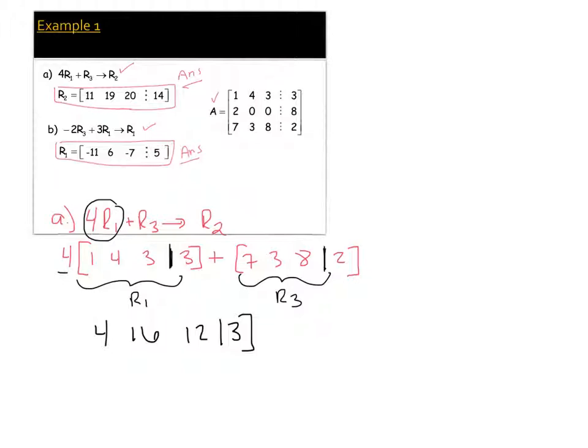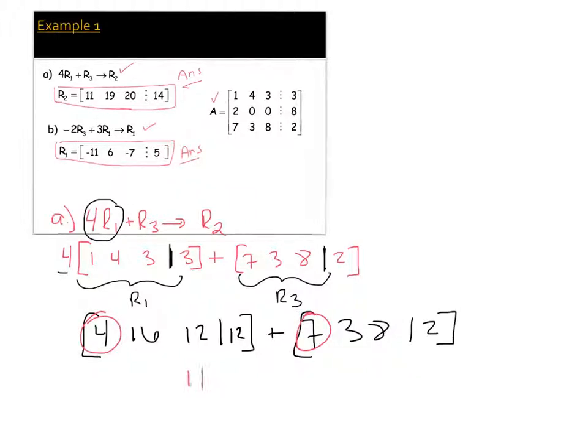This should actually be, I can't erase that. Hold on one second. This should be 12, not 3. Sorry about this. There we go. So that's 12. And then I'm going to add that with 7, 3, 8, and 2. I'm just going to add corresponding pieces. 4 and 7 is 11. 16 and 3 is 19. 12 and 8 is 20. I got my little separator right here. And 12 and 2 is 14. And this is my new row 2.